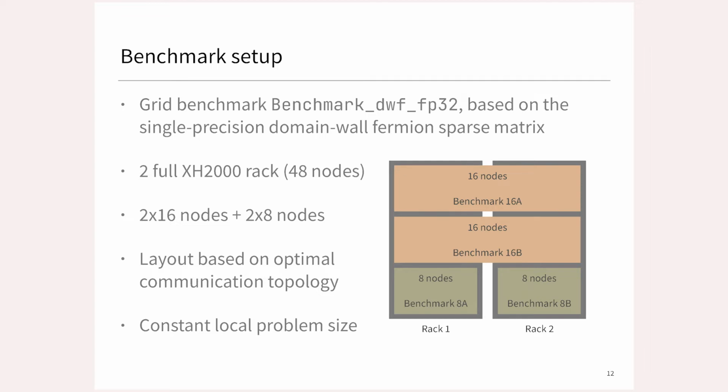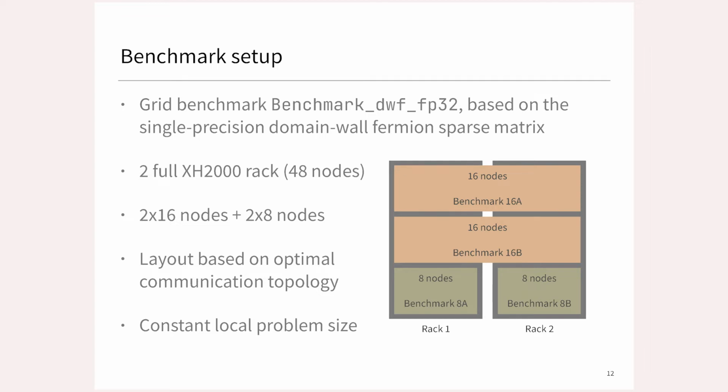For the study, I've been reserving on our system 2 entire racks out of the 5 racks the machine has, and this is a total of 48 GPU nodes, and so 4 times that number of GPU cards. And the way these nodes were populated with the benchmark is to have two 16-node benchmarks that were joining nodes from the 2 racks, and then two isolated 8-node ones.